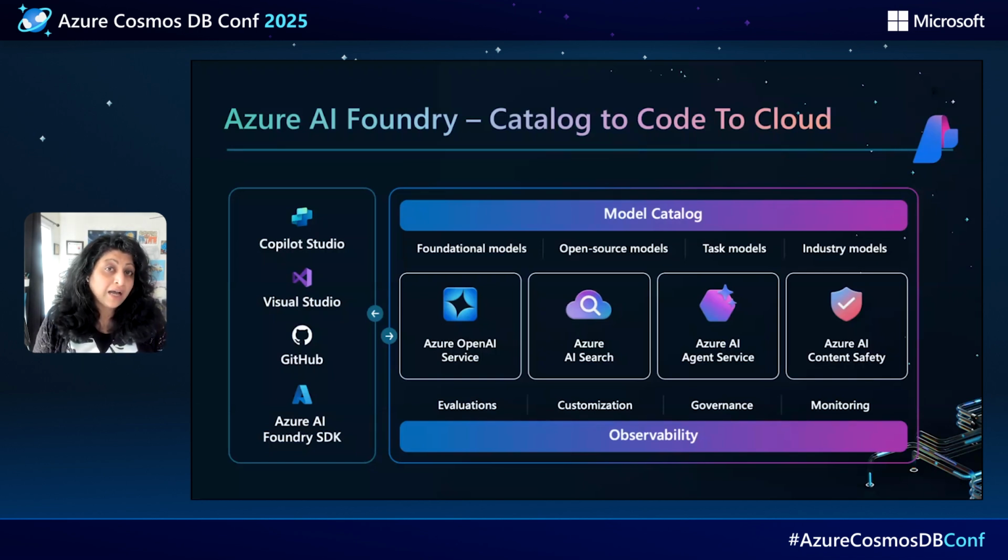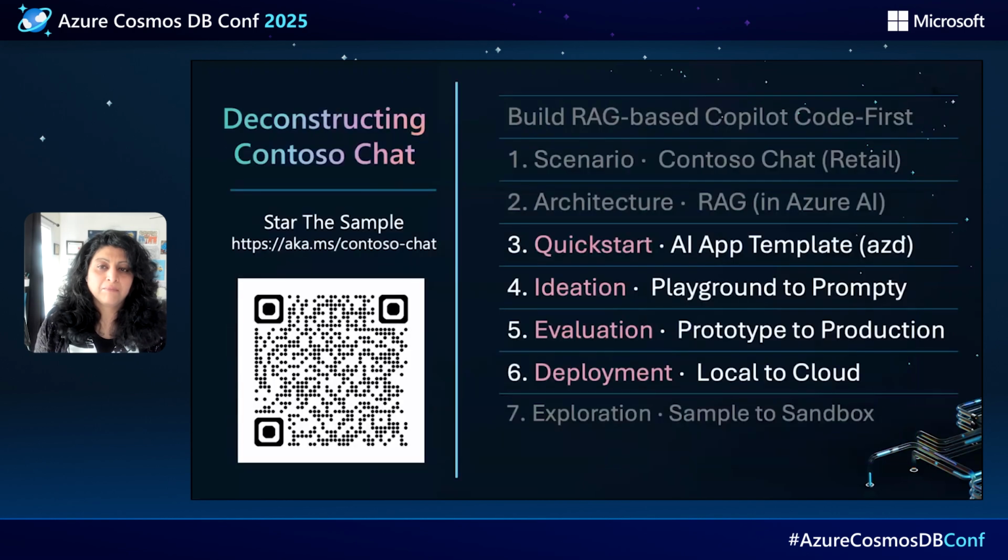And today we're going to look at how you can use the Azure AI Foundry platform to go from catalog to code to cloud. It provides you the tools, the services, and the models that you need to build your generative AI application in a streamlined manner. So with that, let's dive in and look at the sample and try to figure out how we build this step by step. The first thing we're going to do is look at a quick start.